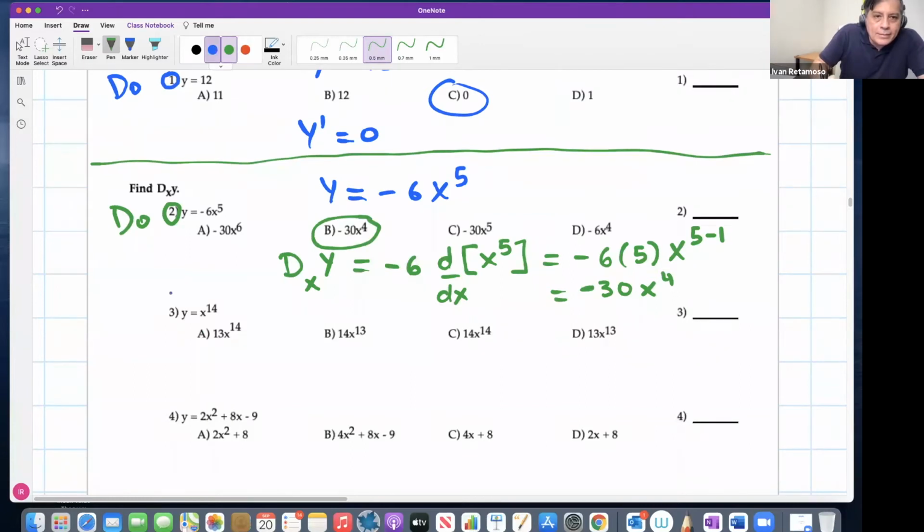One more here, and then we will move on. Can you try this? The function is y equals x to the 14. Find the derivative of y with respect to x, right? Or y prime is the same.